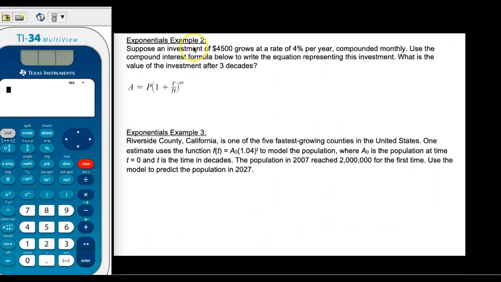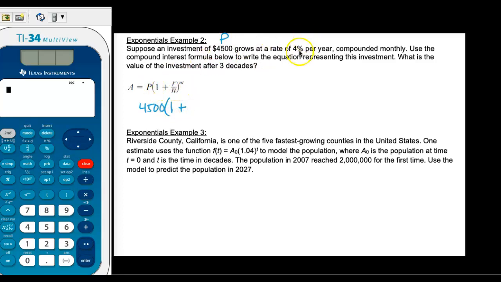Now in example 2, we're going to look at an investment of $4,500 that grows at a rate of 4% per year, compounded monthly. We're going to use the compound interest formula below to write the equation representing this investment, and then find the value of the investment after 3 decades. So we're going back in content and revisiting the compound interest formula, which is kind of fun. So our principal in this case is going to be $4,500. That's the initial investment. Remember, P just stands for that initial investment.